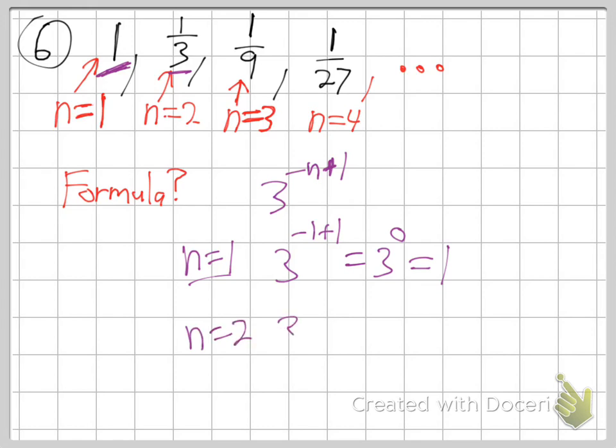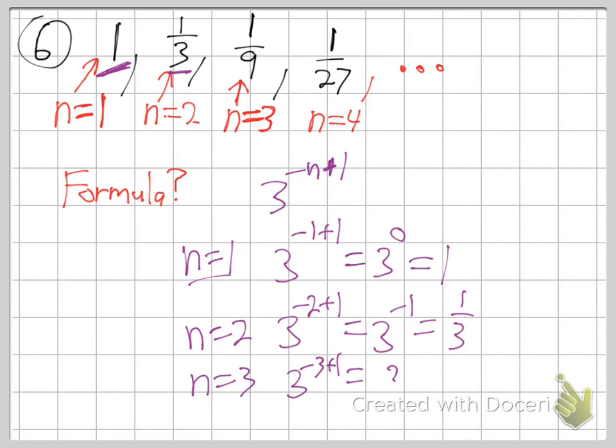Plug in 2. 3 to the minus 2 plus 1. Oh. What's that? 1/3. 3 to the minus 1. What's the negative power do? Look at 1 go. One more. Plug in 3. 3 to the minus 3 plus 1. 3 to the minus 2. What do you do with the minus 2? Flip it and then 3 squared. Look at that. It's cranking.